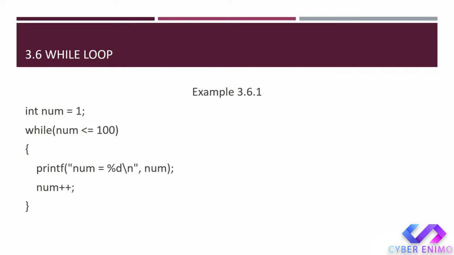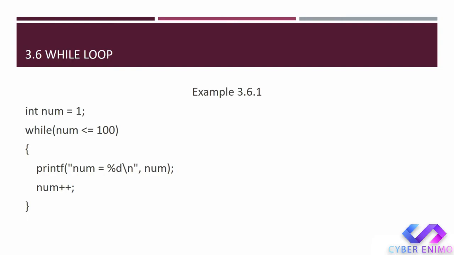For example, if we wanted to print the value of num but only if it's 100 or less, we would say while num smaller than or equal to 100, then between curly brackets, printf the value of num. Since num is initially 1, the condition will evaluate true, and we will enter the while loop. After the value is printed, num is incremented by 1.